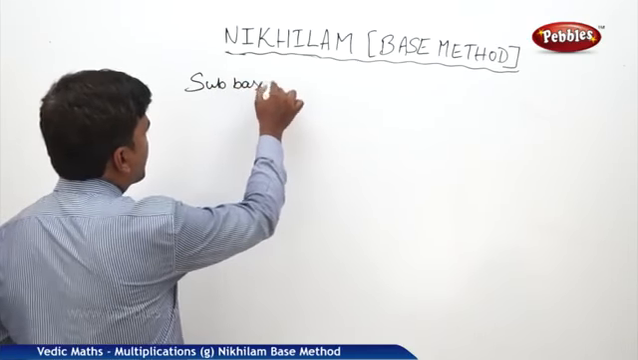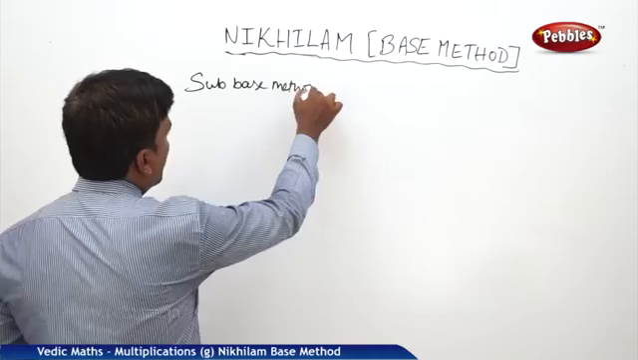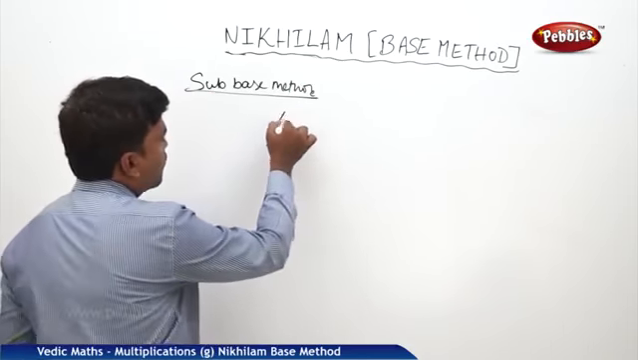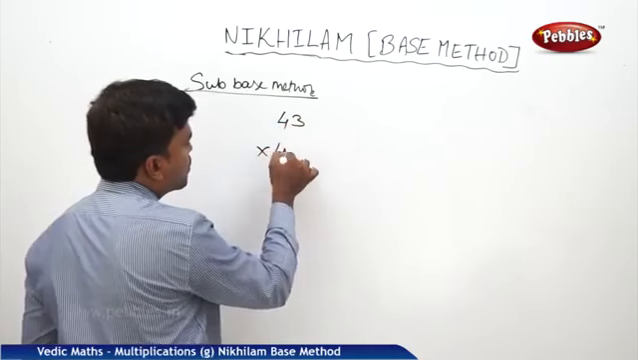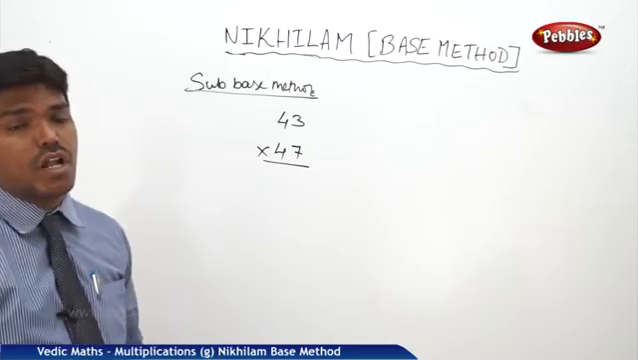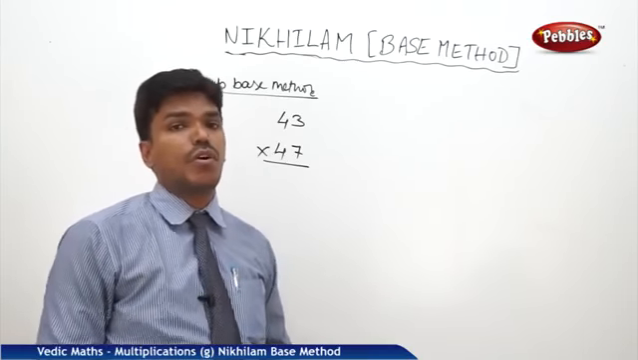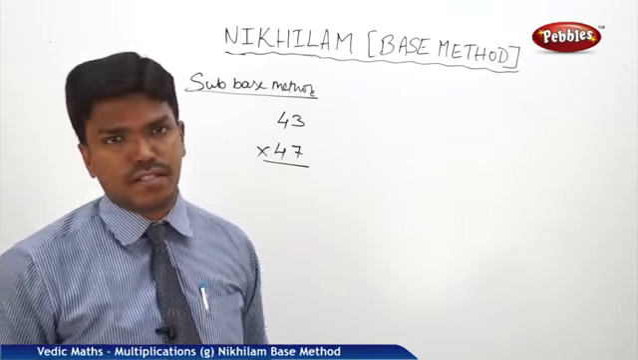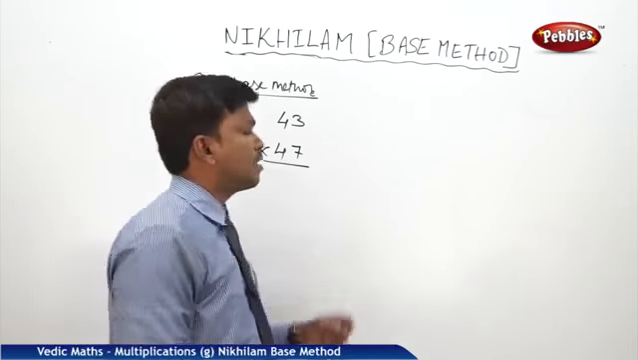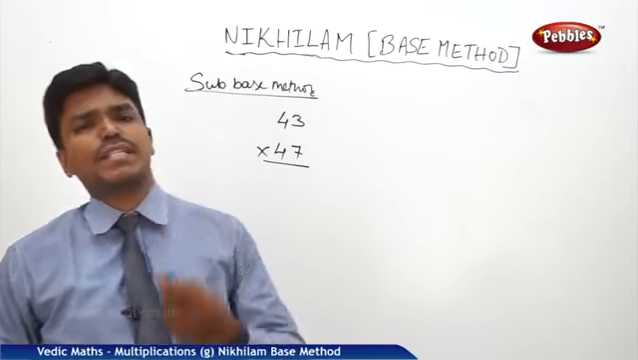Sub-base method. So how can you use this sub-base method? For example, let us take 43 into 47. I want to multiply 43 into 47. Now it is very important which one you are going to take as base. Here I can do one thing. For these two numbers I can take two bases.